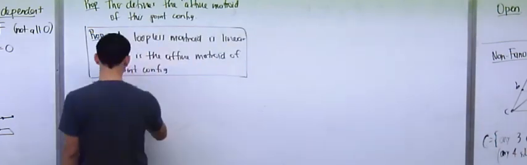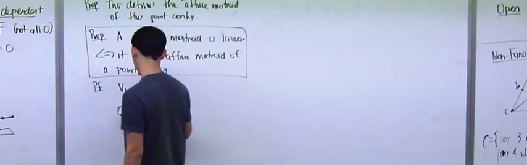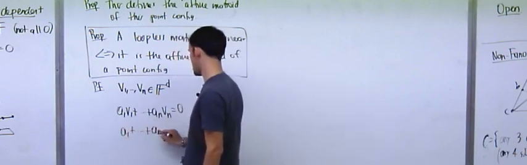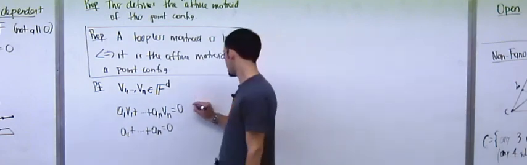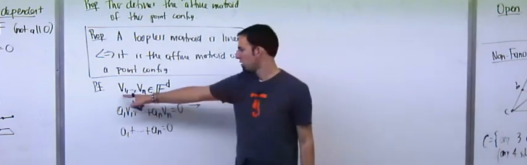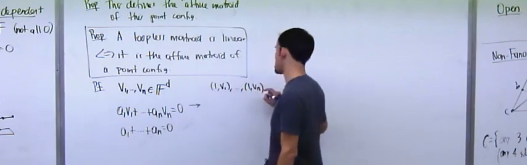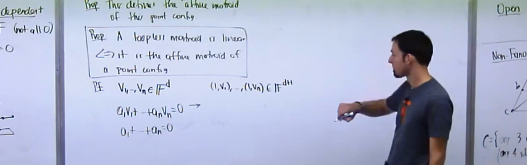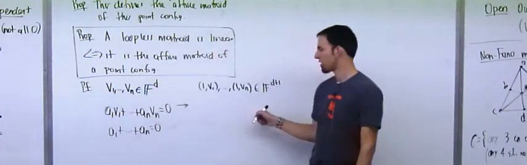The proof says, let's suppose that you have these points and you have an affine dependence. Now what I'm going to do is construct a linear matroid. I'm going to consider each one of these vectors with a 1 preceding it. So these are vectors in one more coordinate. And I claim that this affine dependence turns into a linear dependence here.